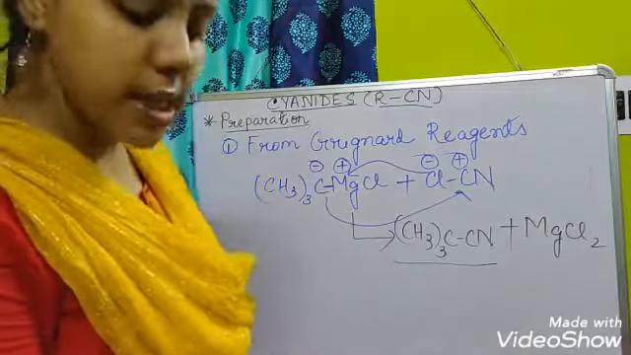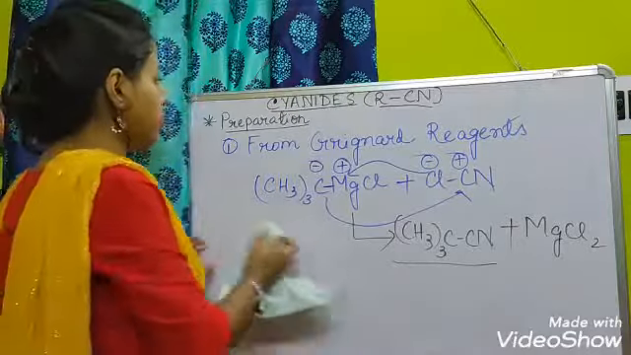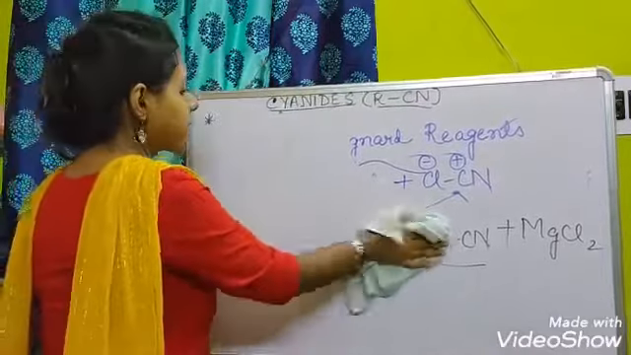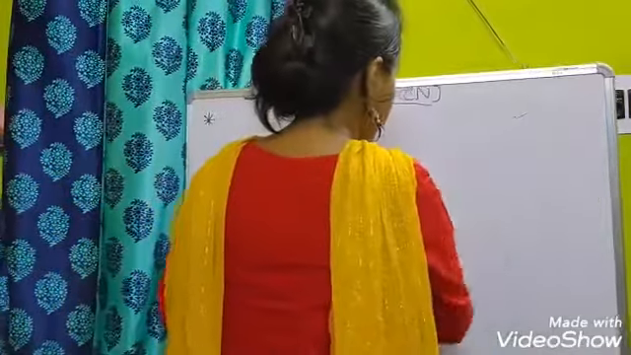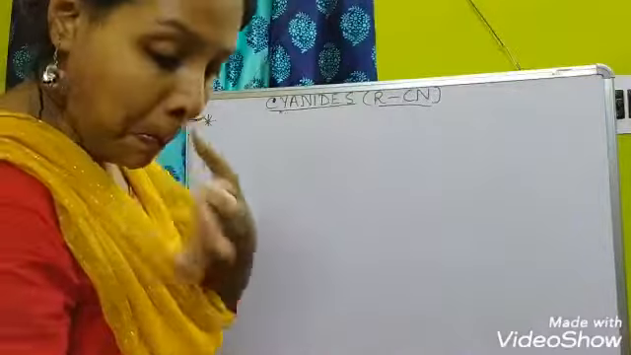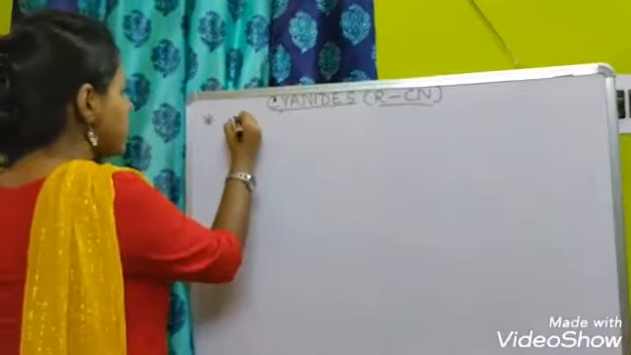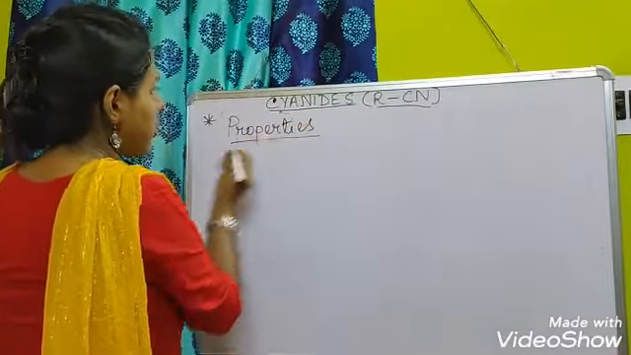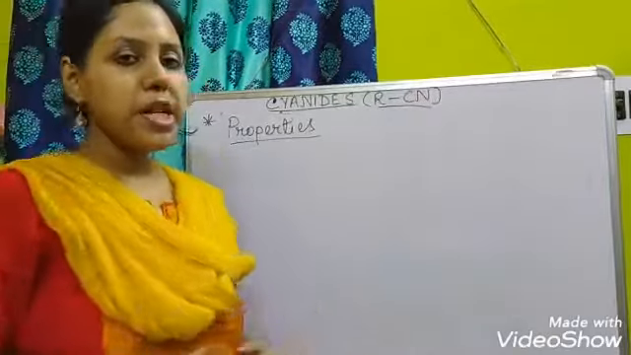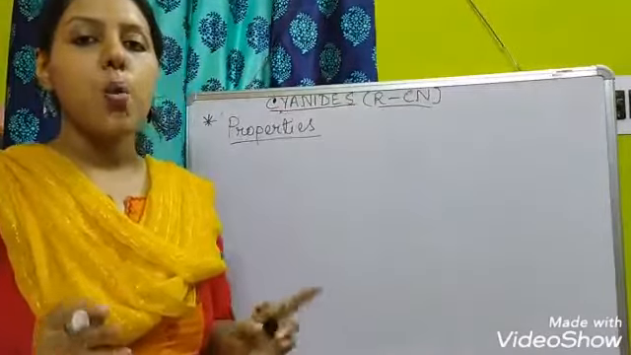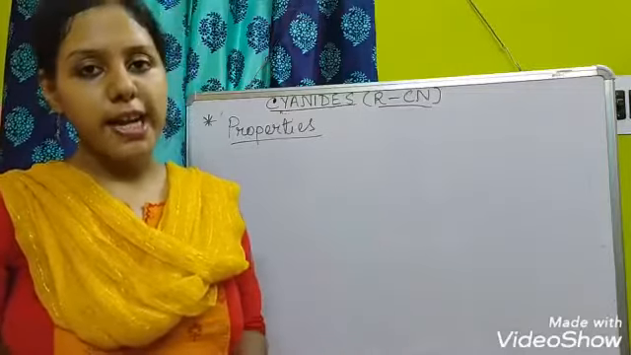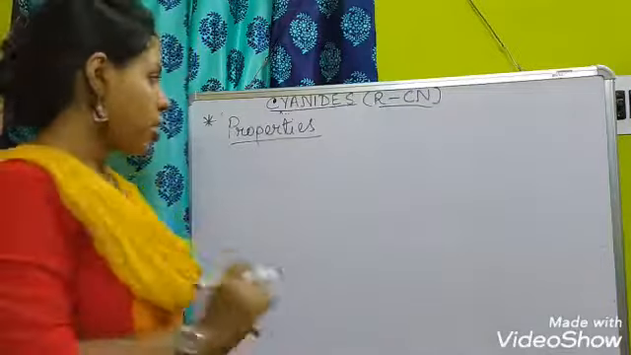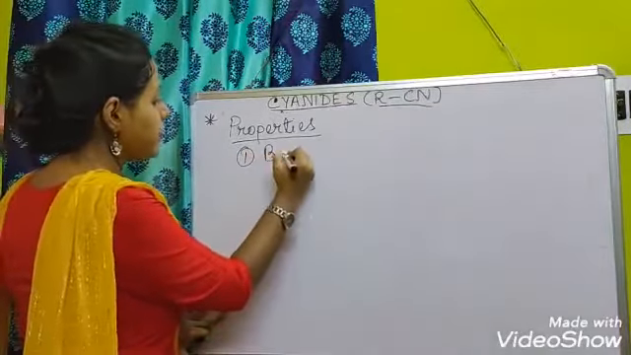Next we will discuss the properties of cyanides. We will just look through here in brief. In case of properties, mainly two properties we will discuss here. One is the solubility of the cyanides, and the second one is the boiling points of the cyanides. So the first one I am discussing here is the boiling point.